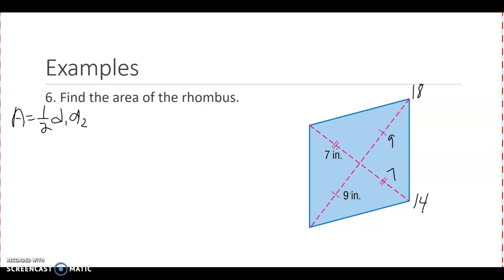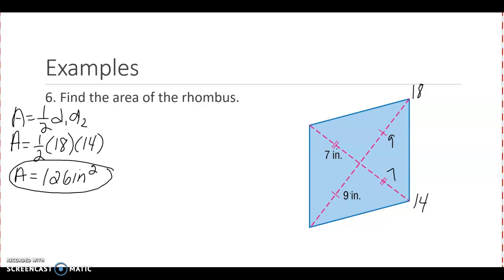So now let's substitute in. We have 1/2 times 18 times 14. I can multiply that all together. So 1/2 times 18 times 14 is 126 square inches. So that's one way to find that area using that area formula that I gave you that is not found on your formula sheet.